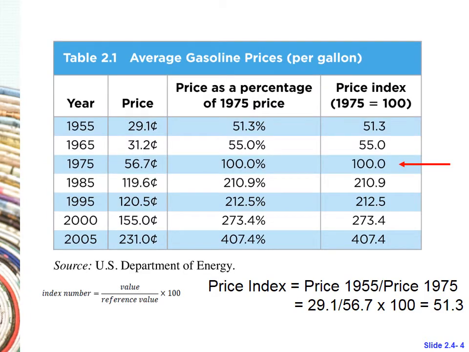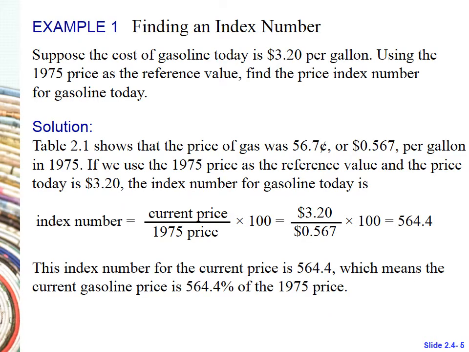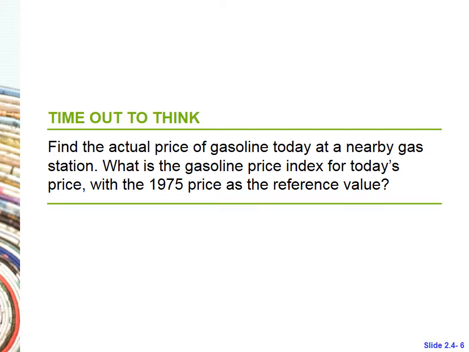1975 again, it was 0.567. And I get 3.61, so when I multiply that by 100, my index is 361.6. So the price is 361.6% higher than that 1975 price.